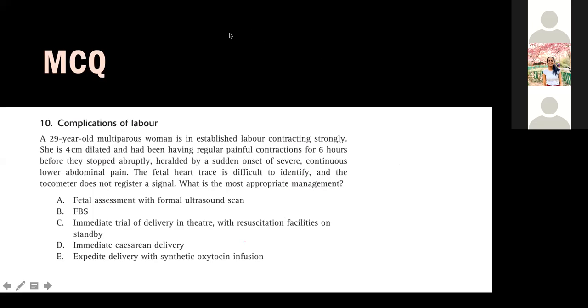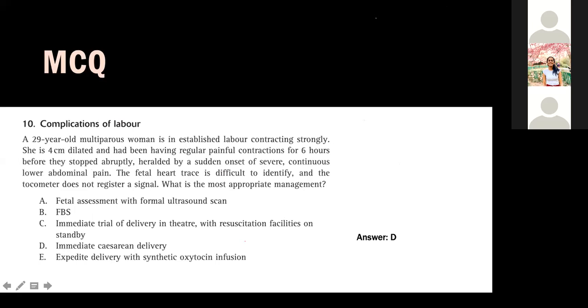What do we think has happened? What complication of labor has this lady had? And what is her risk factor for that complication? Yeah, mentioned that already. Placental rupture, she could have had a placental abruption, yes. Uterine rupture is slightly more likely because she's got this sudden onset, severe, continuous lower abdominal pain. But I agree, it could be placental abruption as well. That's an important differential to think about. So the thing that I was thinking about with this was uterine rupture, exactly.